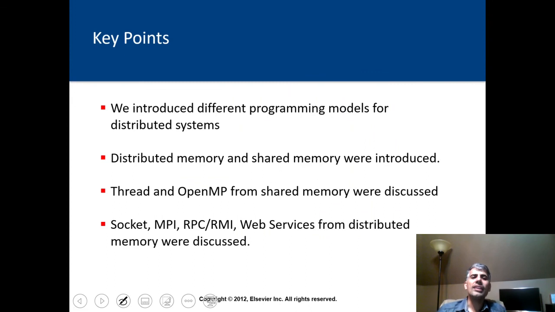All right, with that, we can wrap up this chapter. In this chapter, we introduced different programming models for distributed systems. We specifically talked about distributed memory and a little bit of shared memory techniques. This is very important. Please be aware of it. On the shared memory, we discussed thread and OpenMP, mainly thread. And then on the distributed memory, we talked about sockets, MPI, RMI, and web services. I would have liked to cover web services as well, but we did not have time in this current semester.